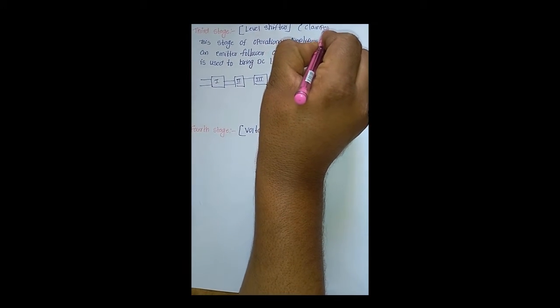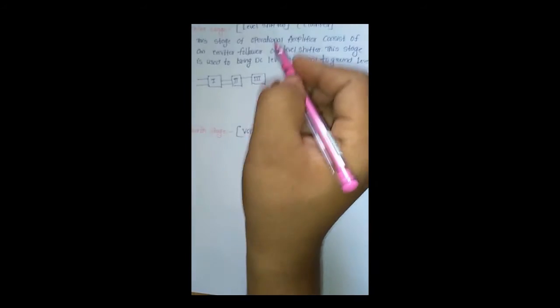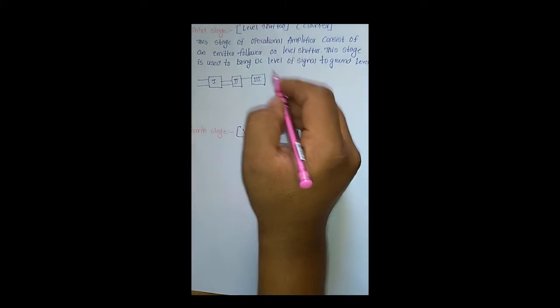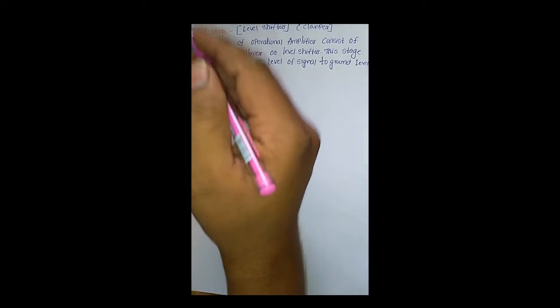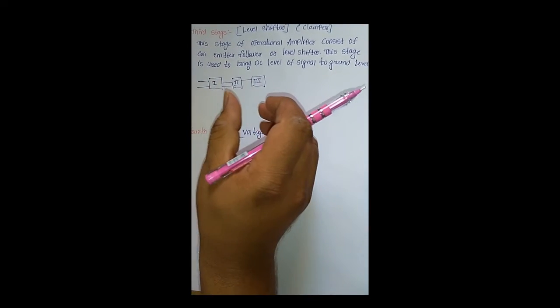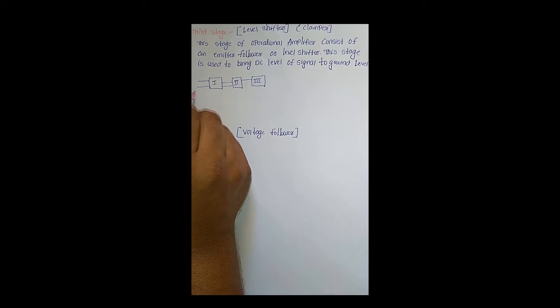We know that this clamper circuit can act as a DC restorer. It means that it will remove the DC signal. But here our doubt is why we are using the level shifter. What is the functionality of this level shifter? And we know that here we are giving a very weak signal as the input.